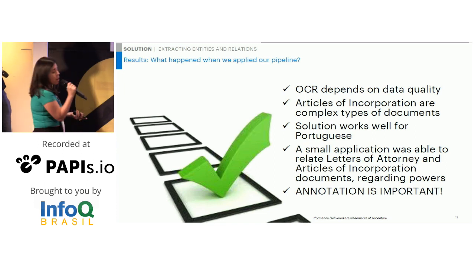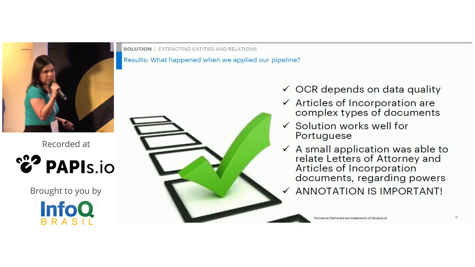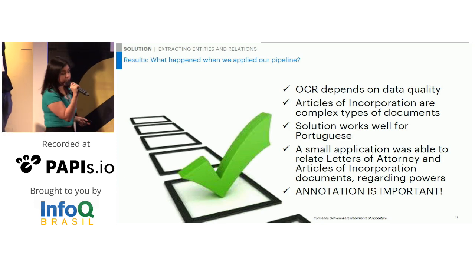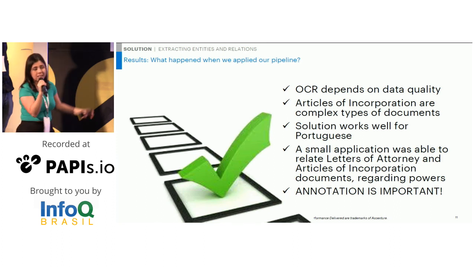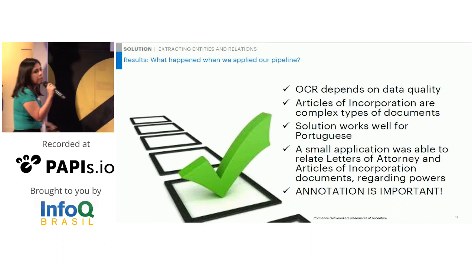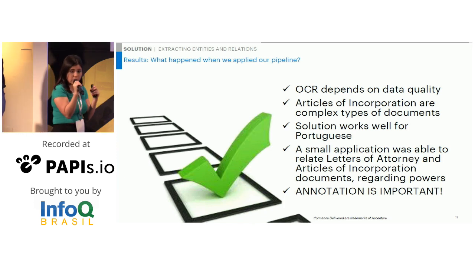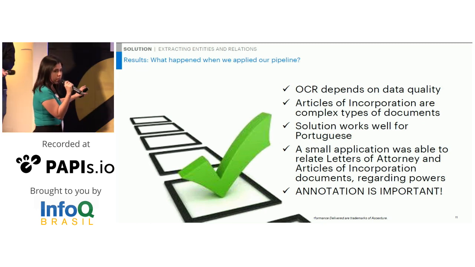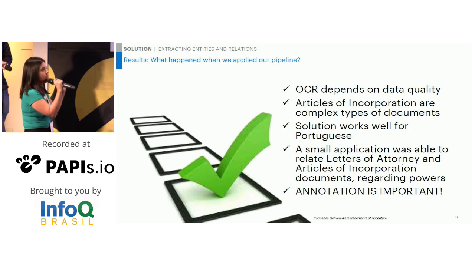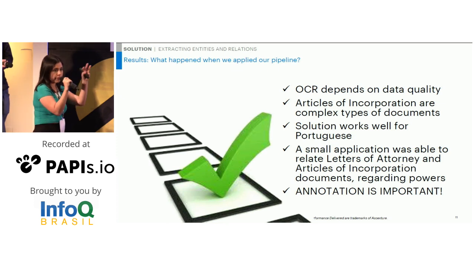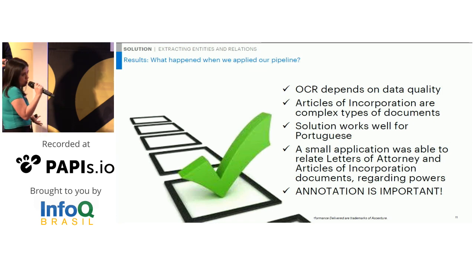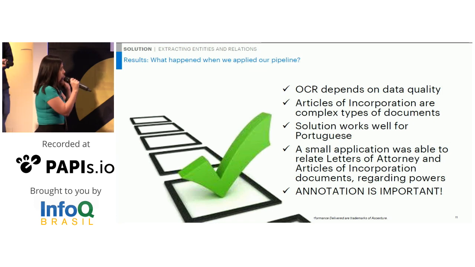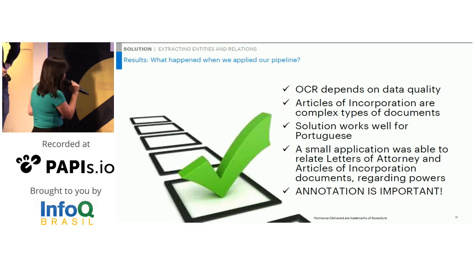What else? The solution works well for Portuguese. We had an F-score of around 80% in the articles of incorporation. A small application was able to relate letters of attorney and articles of incorporation documents regarding powers. In this case, once you have the company for the letter of attorney, you have to make sure that the person who is given power to another in that document is the same one who has this power in the article of incorporation, because that's a company. You have rules. You can't just do something that you want. You have to make sure of that. So our tasks can solve this problem.